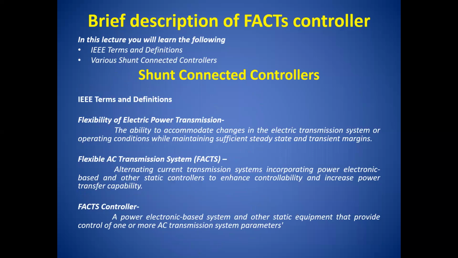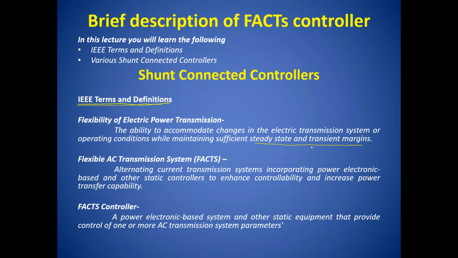Now, the shunt controller, which we have just discussed. Before going to the shunt controller in detail, what are the IEEE terms? First, flexibility of the electric power system, power transmission: the ability to accommodate changes in the electric transmission system or operating condition while maintaining sufficient steady state and transient stability. This is very important. We want to keep the system stable, and we want to modify the electrical characteristic of the existing transmission line.